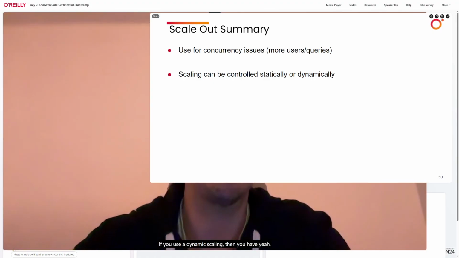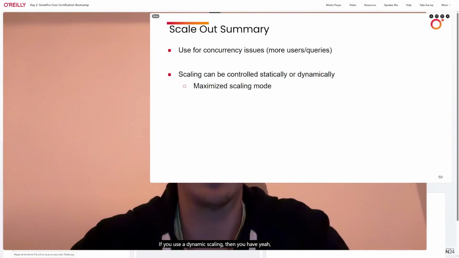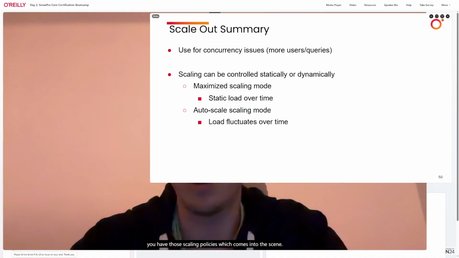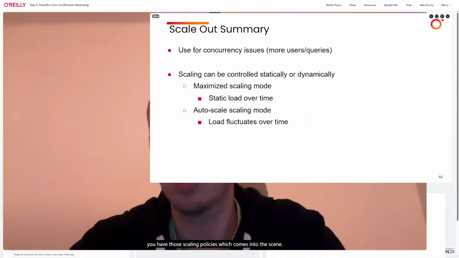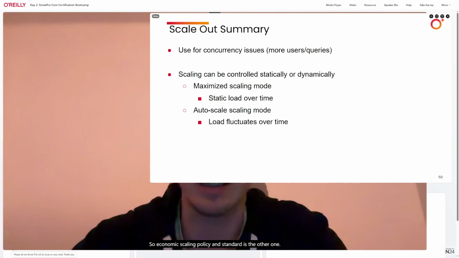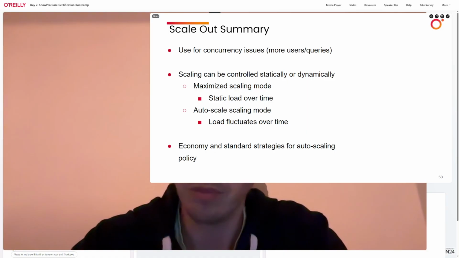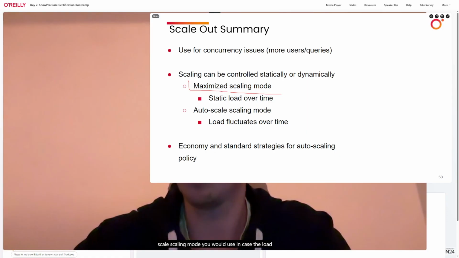If you use dynamic scaling, then you have those scaling policies which come into the scene. So economy scaling policy and standard is the other one. When to use which. So maximized you would use when you have a static and predictable load. Auto scale scaling mode you would use in case the load fluctuates over time, so it's not predictable.